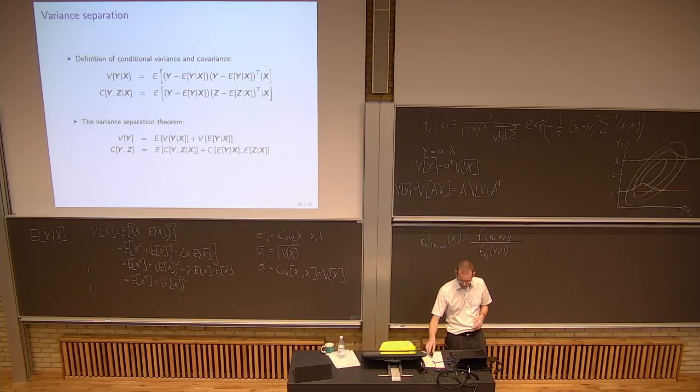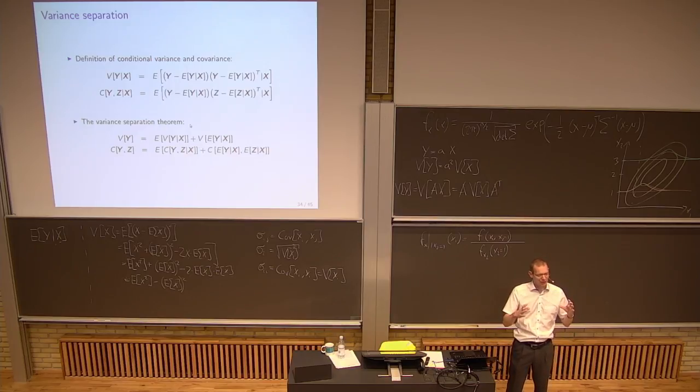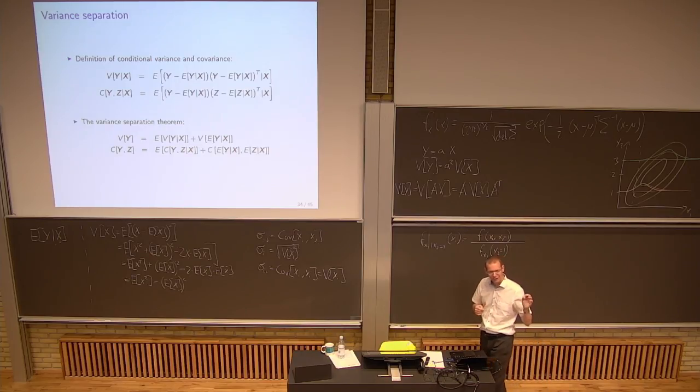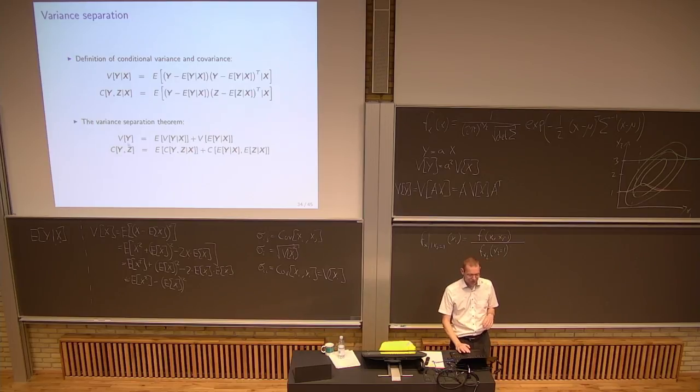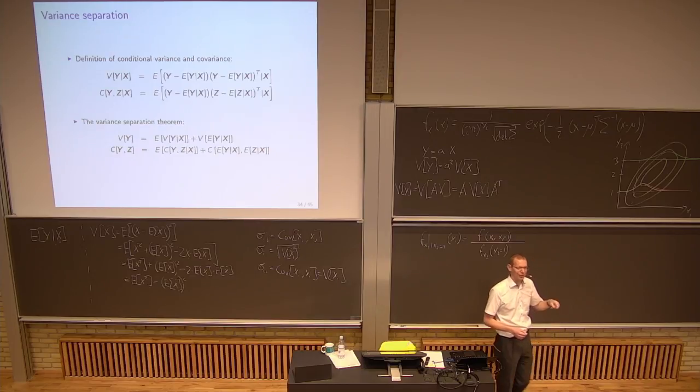The variance separation theorem, that's the tricky part of it. Because how do we use this? As I said, it's easy to do the calculations if you know the relation between y and x. Then the variance of y is equal to the expectation of the conditional variance of y given x plus the variance of the expectation of y given x. It's quite easy to remember. It's the expectation of the variance plus the variance of the expectation. It takes a little bit longer to understand what it actually does.